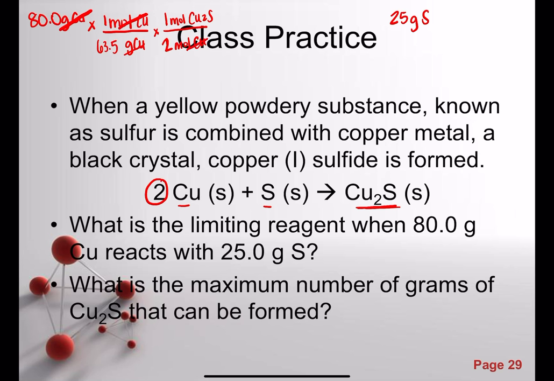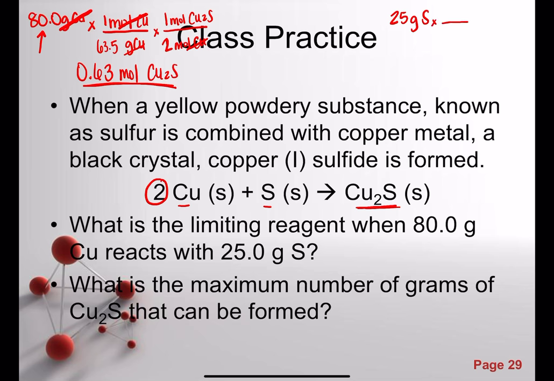And so when I solve this, 80 divided by 2 divided by 63.5, I get 0.63 moles of Cu2S copper sulfide. Okay, so that's my first answer. That's how much copper sulfide can be made with 80 grams of copper, assuming you have plenty of sulfur. Okay, now let's talk about our sulfur. If we have 25 grams of sulfur, how much can we make?